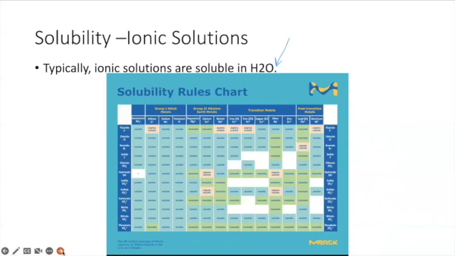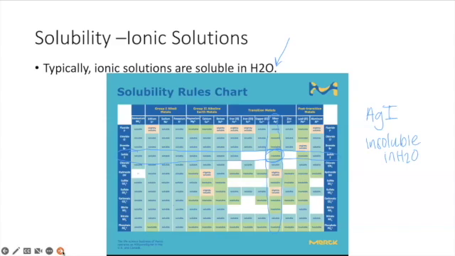It just works as if I had this solution, let's say silver iodide, I would look for silver somewhere in this row, and iodide. So I'd find where they cross. And silver iodide is actually one of those exceptions. It's insoluble in water. But like I said, most ionic solutions are, and you can tell that because most of this chart is this light blue color. So we only know ionic solubility based off this table.